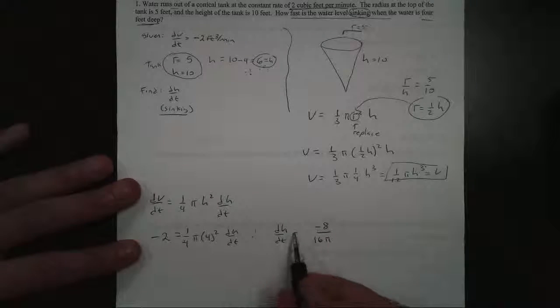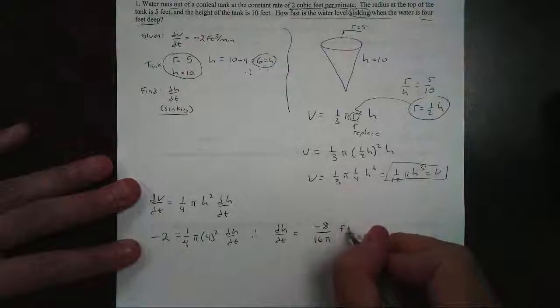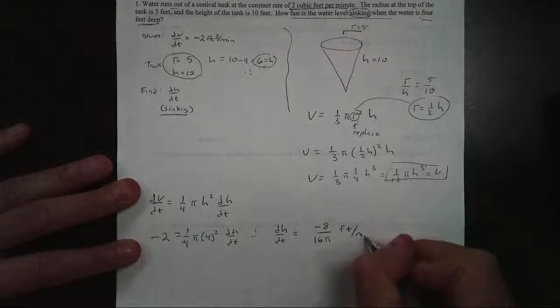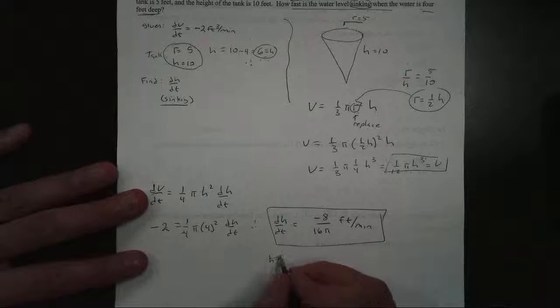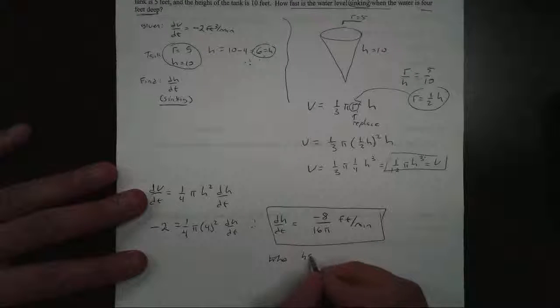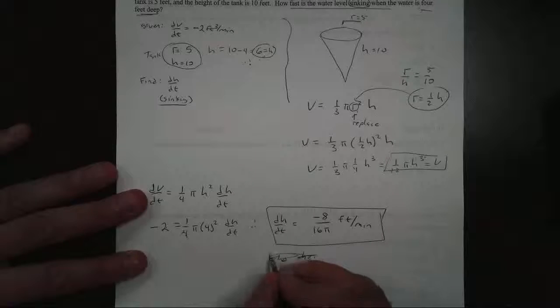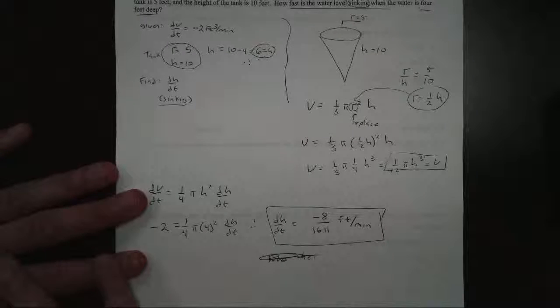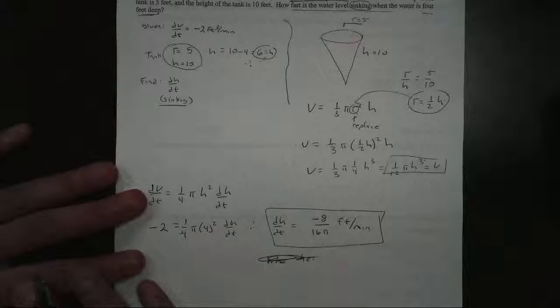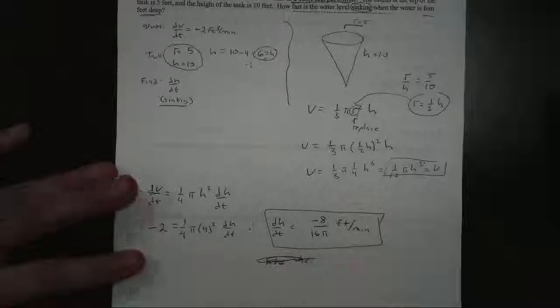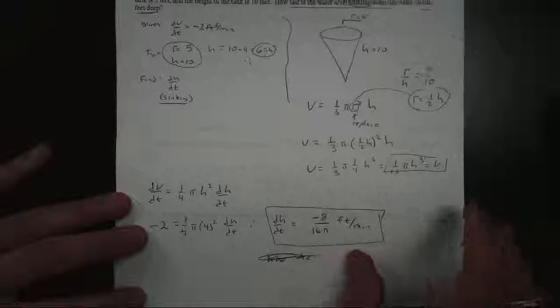And now I want the units. The height is being measured in feet, so that's feet per minute right here. So we can say that the height is decreasing, because it's negative, at 8 over 16 pi feet per minute. And you can put that in a calculator if you want to, but this is just as well.